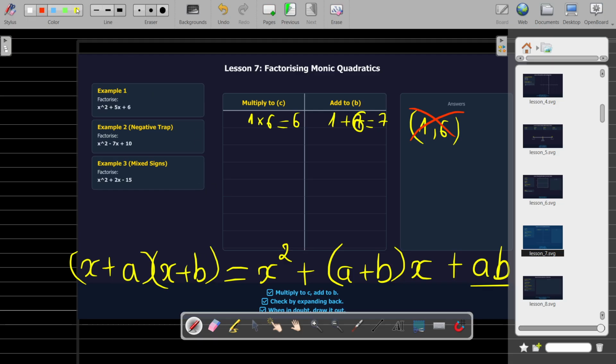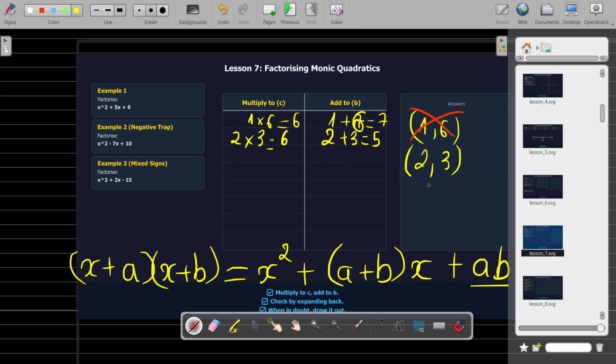Let's go into our next pair. The next pair will be 2 and 3. Why 2 and 3? Because these will multiply to become 6. Let's try it out: 2 times 3 equals 6. Pretty good so far. Now we need to add them together to get b: 2 plus 3 equals 5. That's our pair, that is our answer right there.